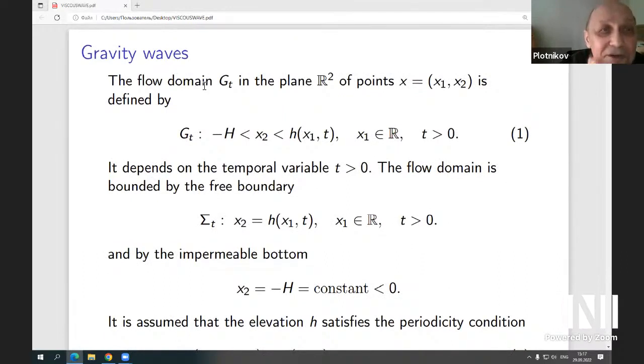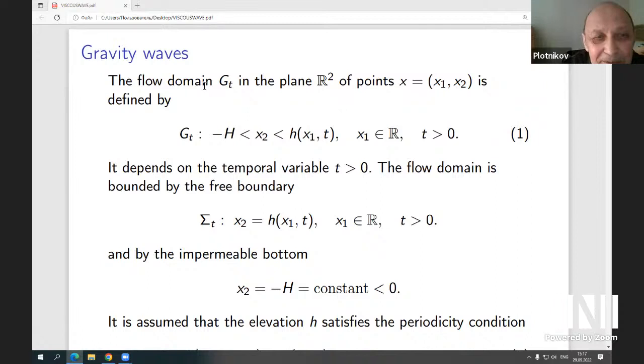Let me first recall the standard formulation of the gravity nonlinear wave problem, non-stationary. Sometimes it is called the nonlinear Cauchy-Poisson problem. It is a standard setting, which assumes that the flow domain is some kind of layer or strip in the two-dimensional plane. It is defined at every moment t by the inequalities which are written here.